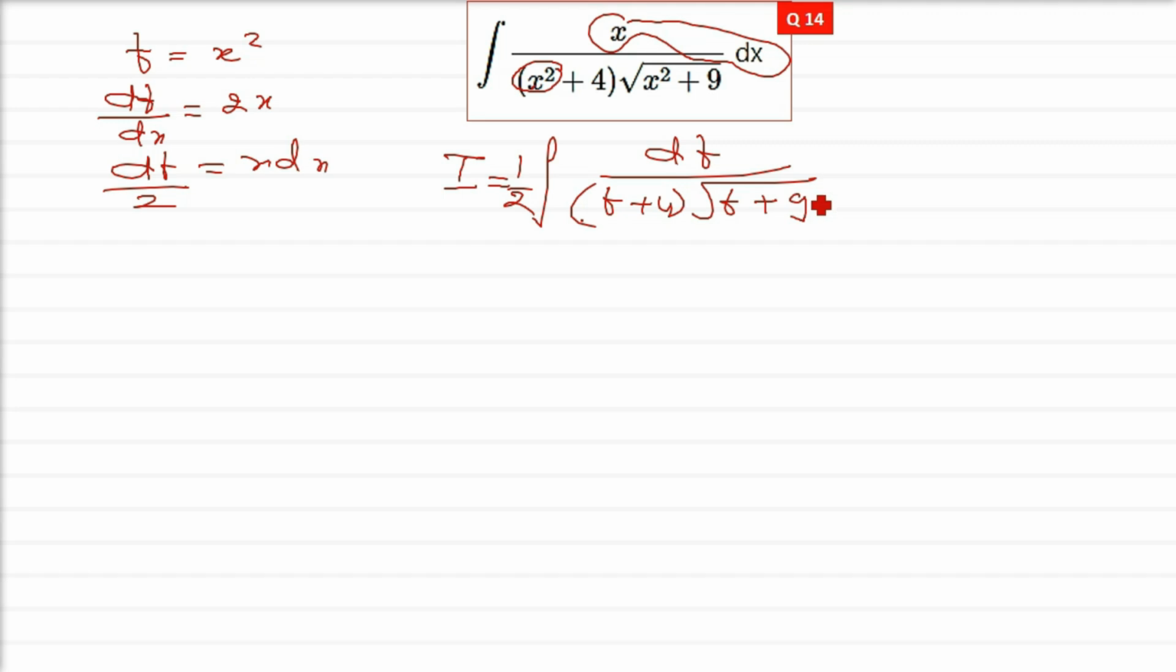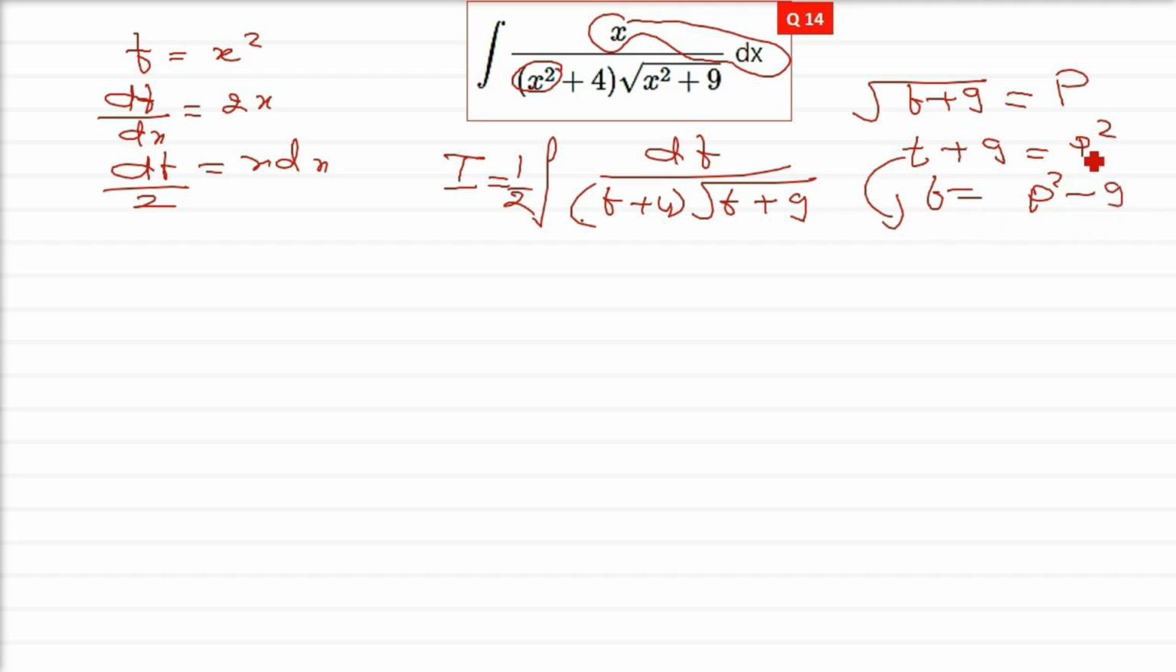Now I told you this under root has to be eliminated. So this t plus 9 can be taken as some u², or you can say just under root t plus 9 can be taken as u or p. I'm taking it as p. It's just a letter, p, u, anything you can take. So actually we have taken t plus 9 as p². So whenever we need t, we'll write it as p² minus 9.